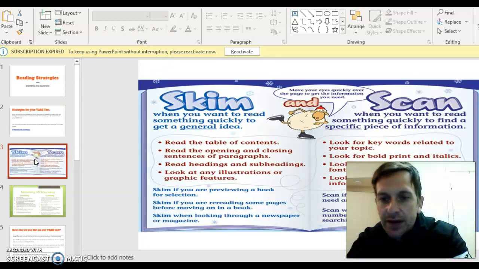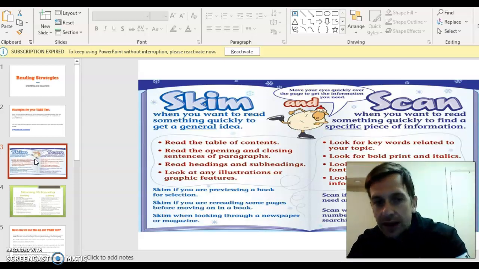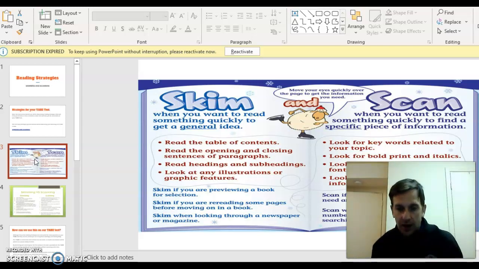So what's the difference and why do we need them? Okay. So when we skim, you want to read something quickly to get a general idea. You're getting a broad understanding of what you're reading. You're getting the main idea, the summary. So you might have a summary, a main idea question.